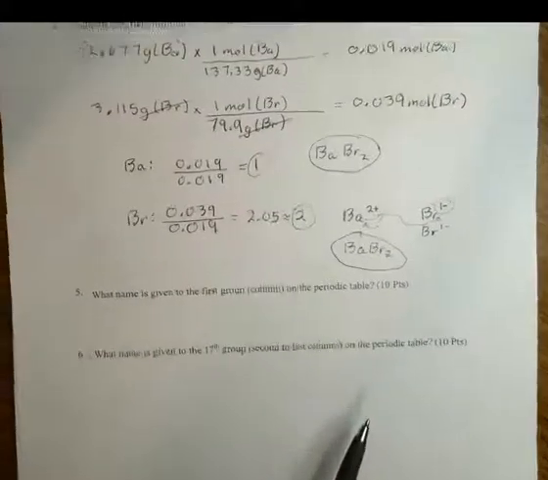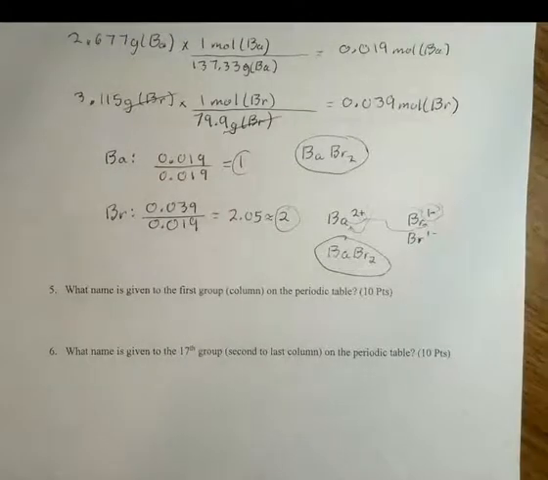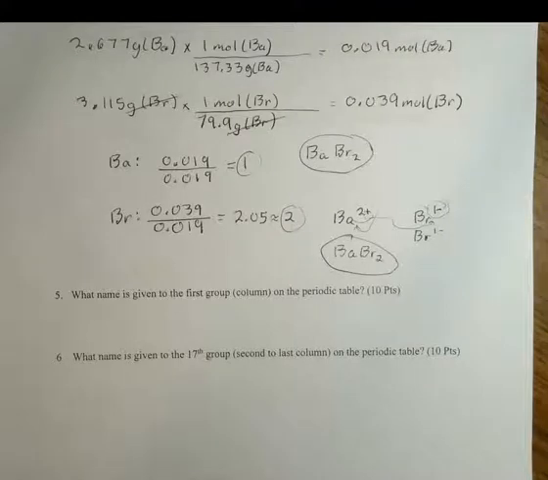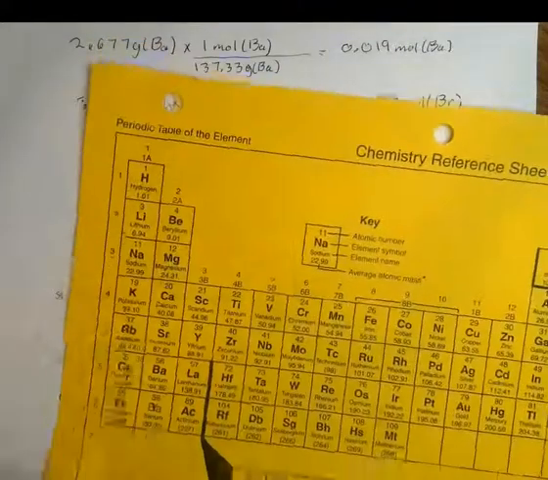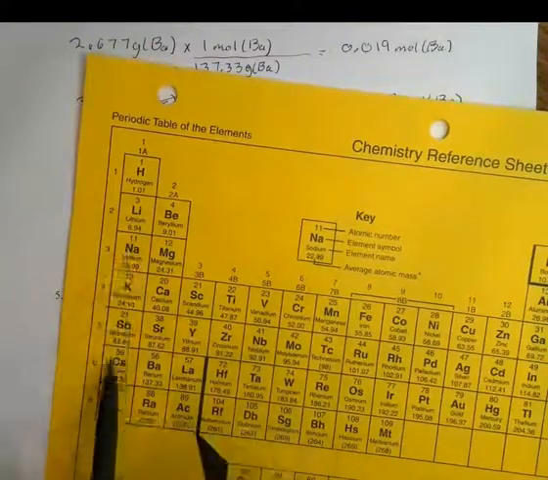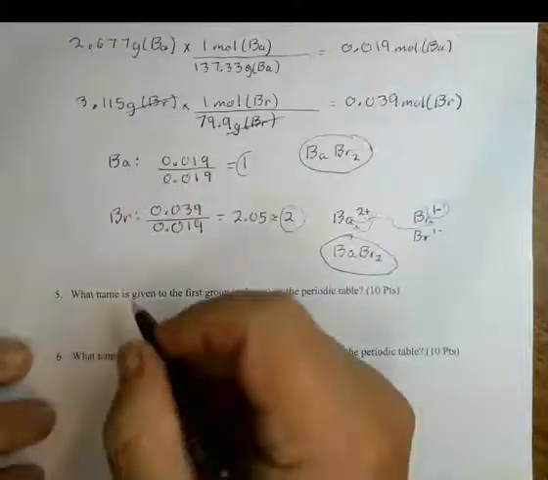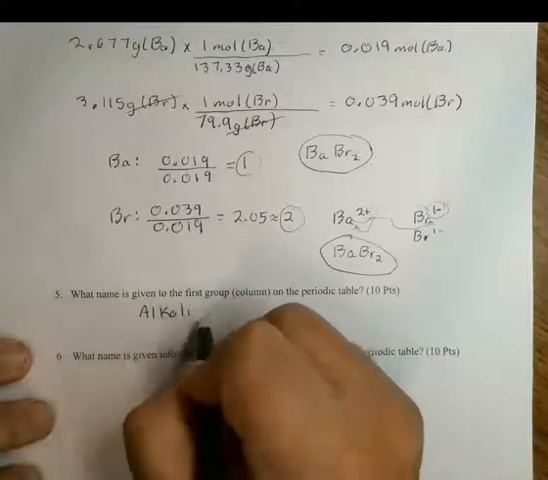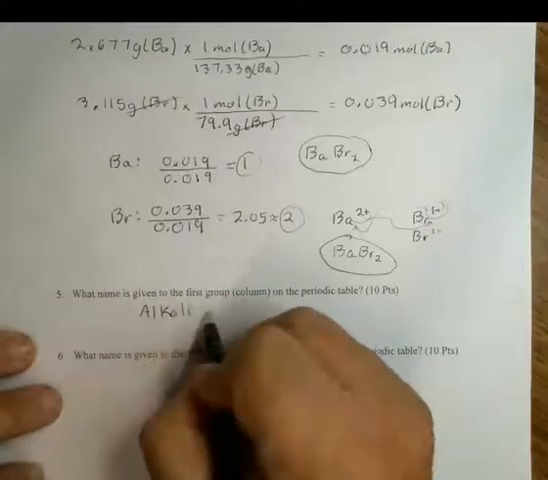Okay, next up, just a couple questions to see if you knew the parts of the periodic table. This was from your colored periodic table. What name is given to the first group? That's these guys over here. And those are alkali metals. If you just wrote alkali, that was fine. It's not alkaline. That is not correct.